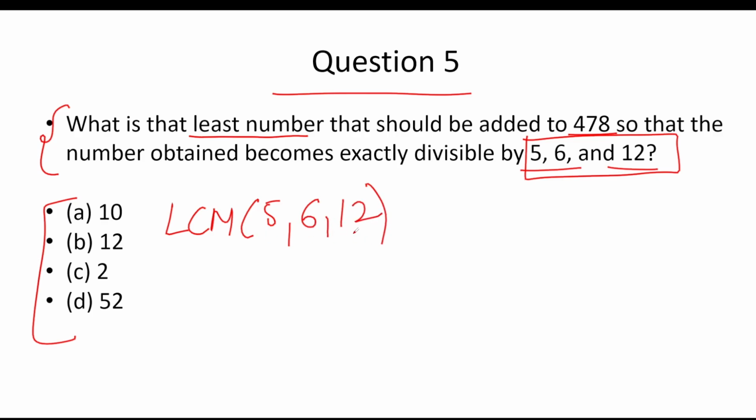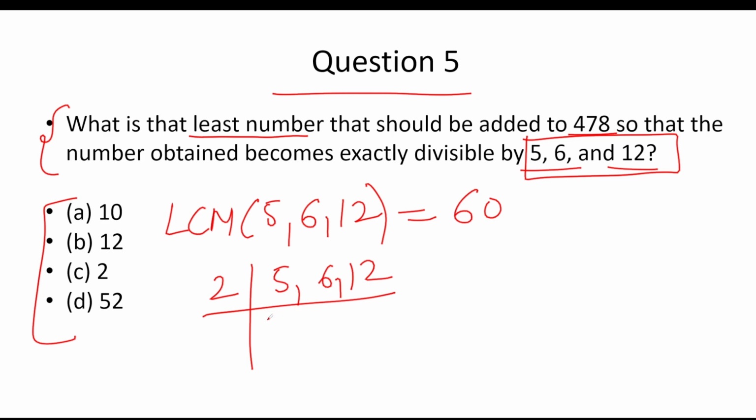Okay, can you find the LCM of 5, 6, 12? Yes, it is 60. Okay, how can you find the LCM? Just we did just now. Okay, just take the 2 common. Here it is 5 as it is, 3 here, 4 here. Okay, now nothing is common, just multiply.